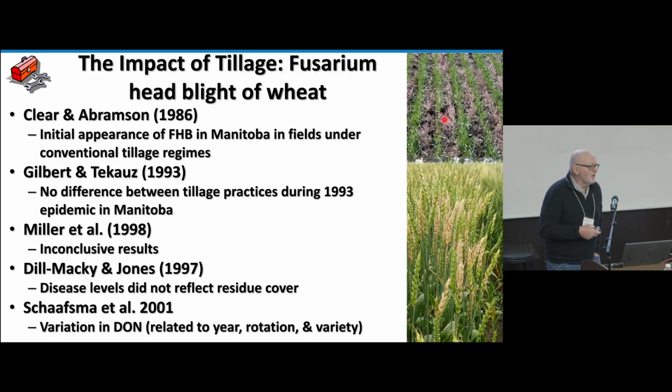And then Art Schaafsma in Ontario, with colleagues, looked at relating the amount of DON in harvested grain in winter wheat with a variety of factors. The three factors that were most important were year, which is weather, crop rotation, and the variety. Tillage was not an overly important factor.